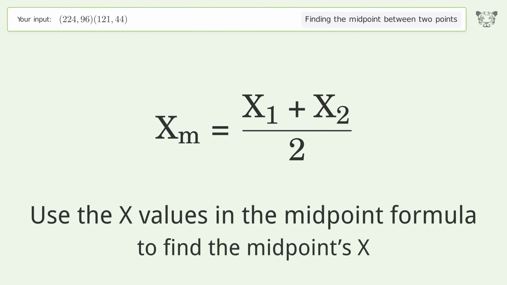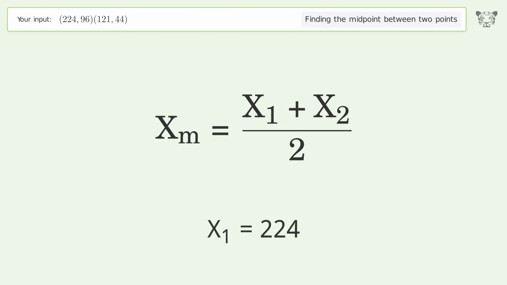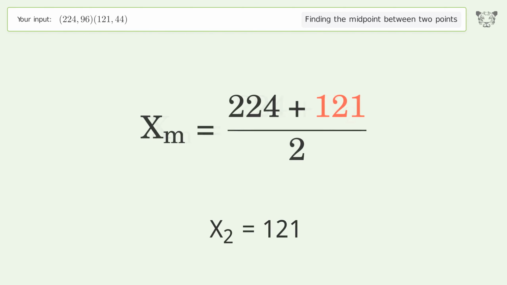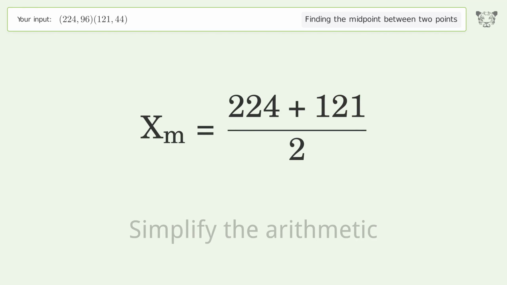Use the x values in the midpoint formula to find the midpoint's x. x1 equals 224. x2 equals 121. Simplify the arithmetic.